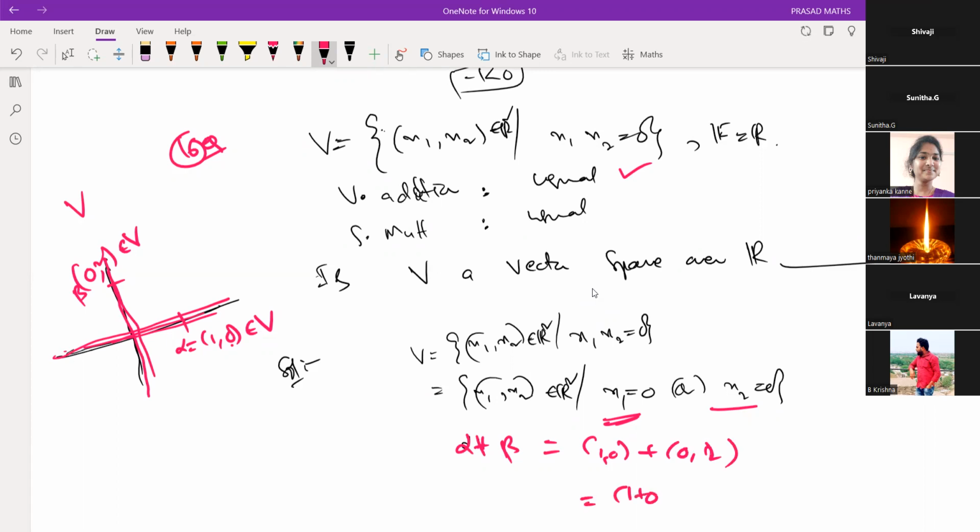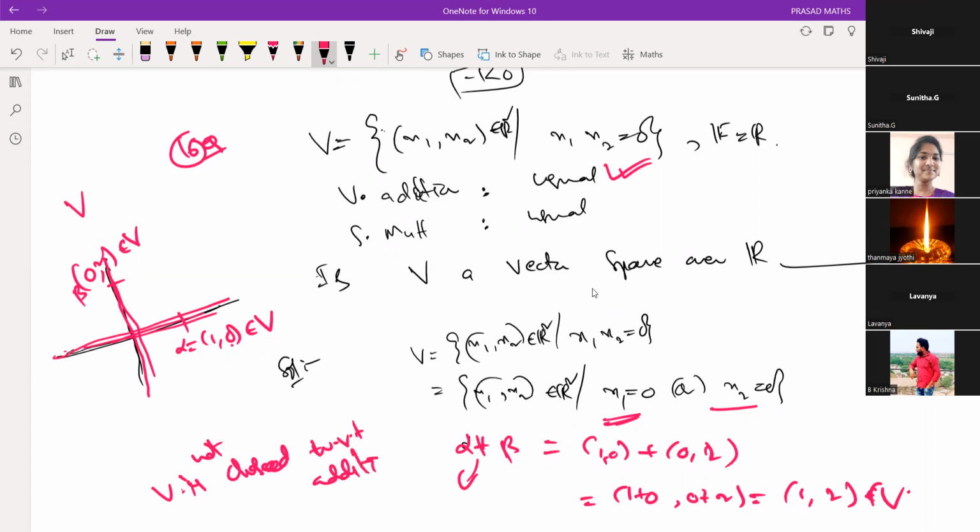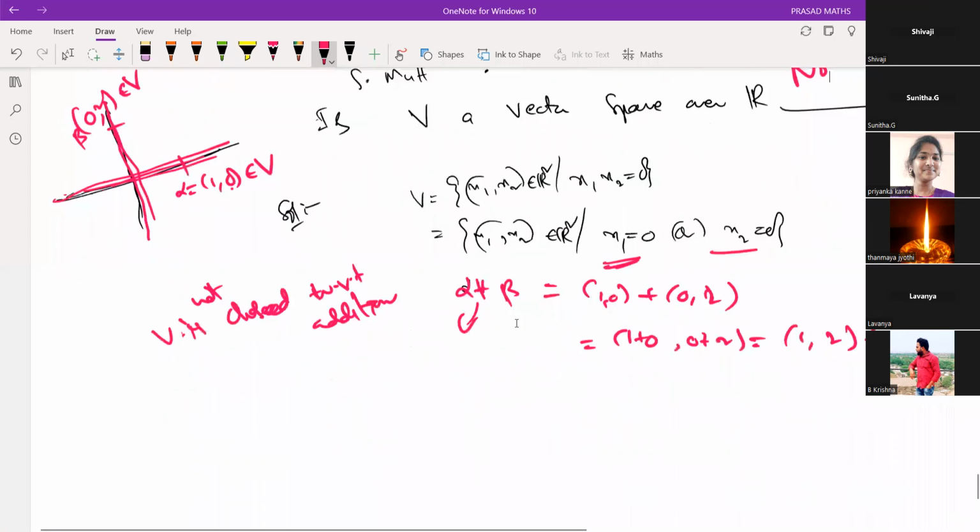1 plus 0, 0 plus 2, component wise, usual. That means 1 comma 2 does not belong to V. So it fails, it is not closed with respect to addition. In fact, V fails to satisfy the closure property, or V is not closed with respect to vector addition. So hence it is not a vector space. Is it clear?